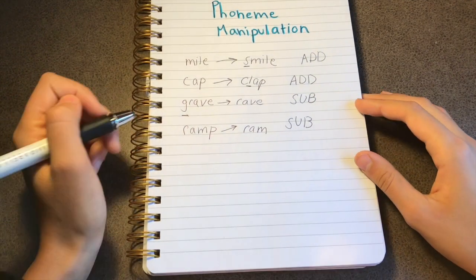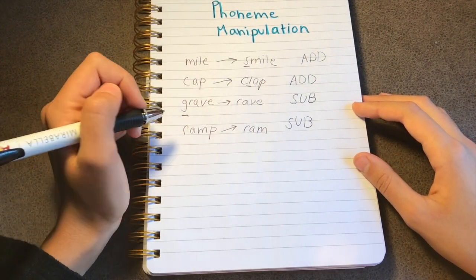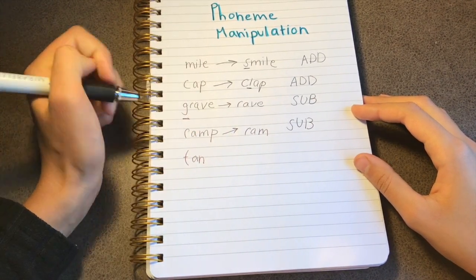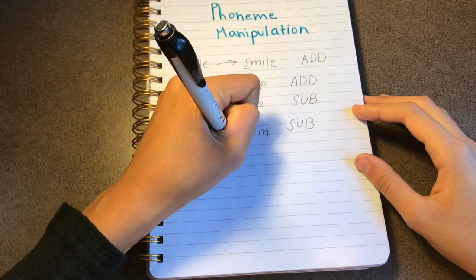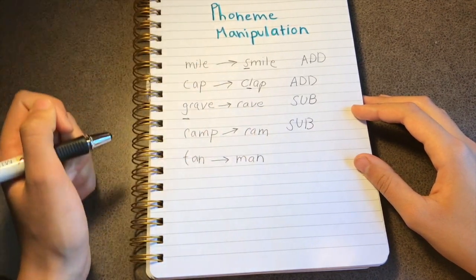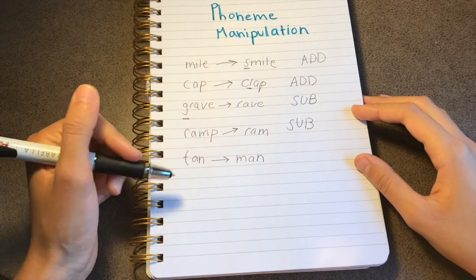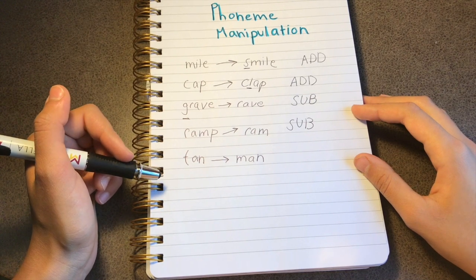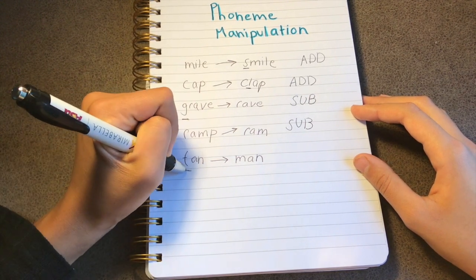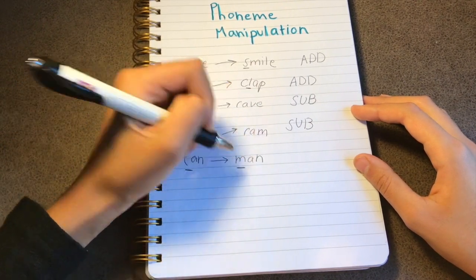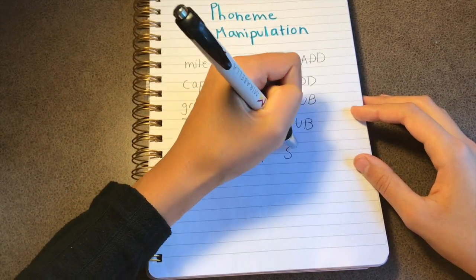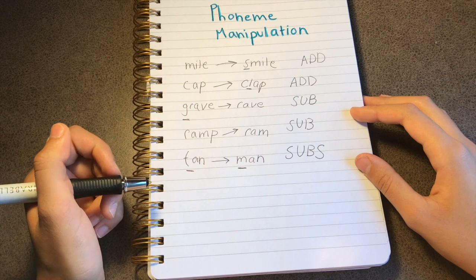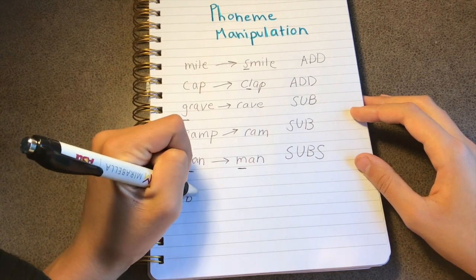Great. Next, we're going to do something a little bit more challenging. We have the word tan. And this word then turned into man. What did we do here? Did we add a sound? Did we subtract a sound? Or did we substitute a sound? That's right, we substituted the sound. We removed the T for the M sound. That's right. So we substituted. Our last word is going to be bin.